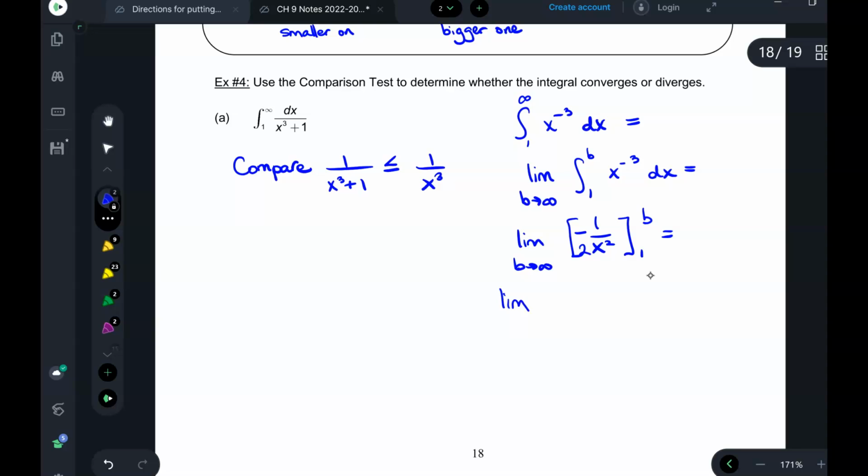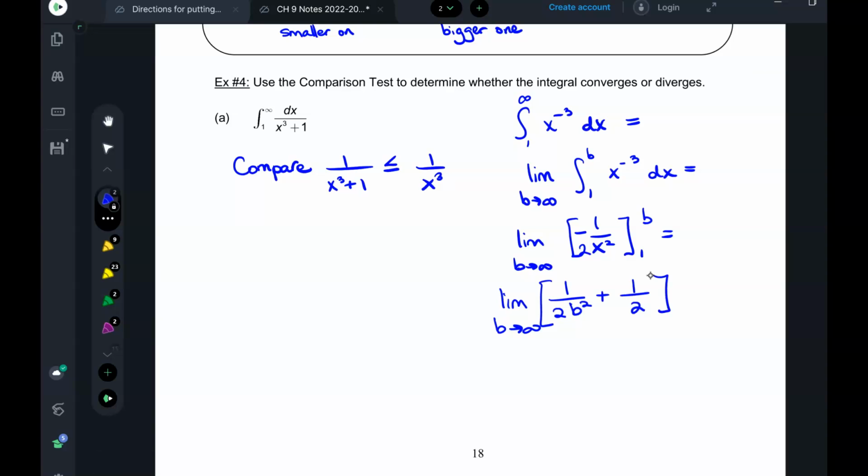So I have 1 over 2b squared minus 1 over 2. Actually, minus negative 1/2. So that becomes a plus, and now as b approaches infinity, I get a half, which implies that 1 over x cubed converges.